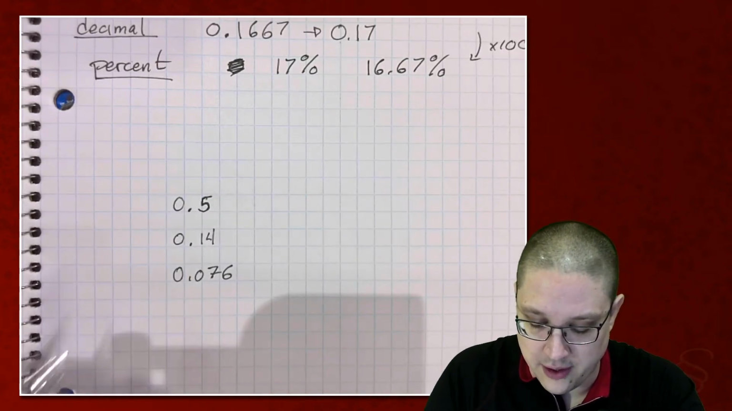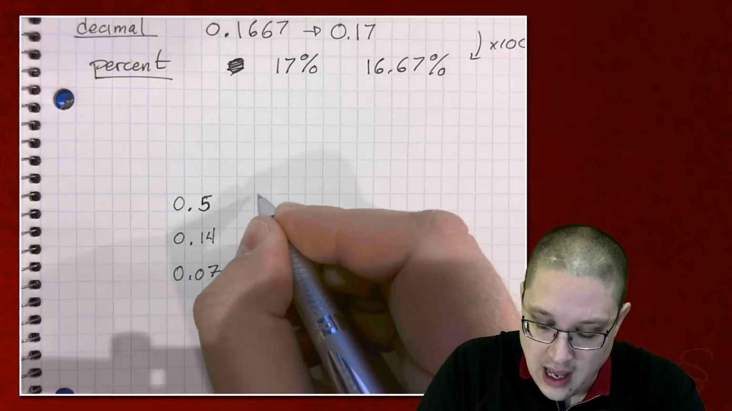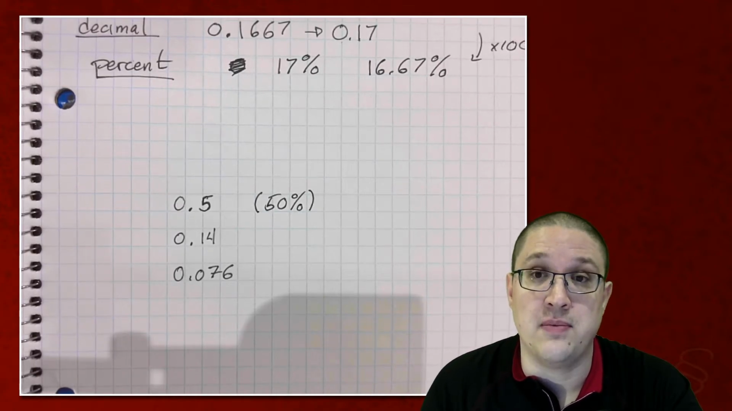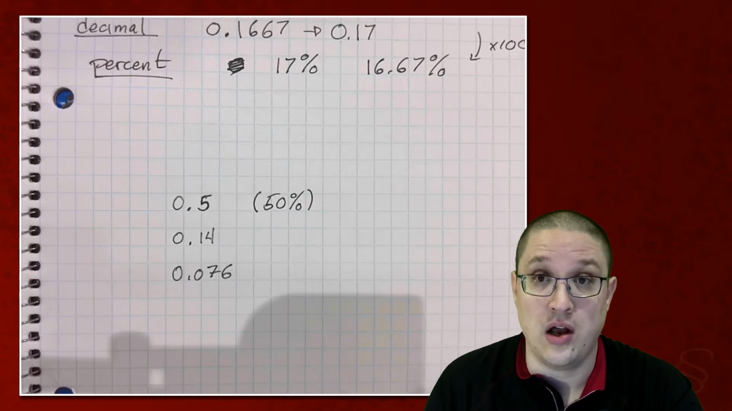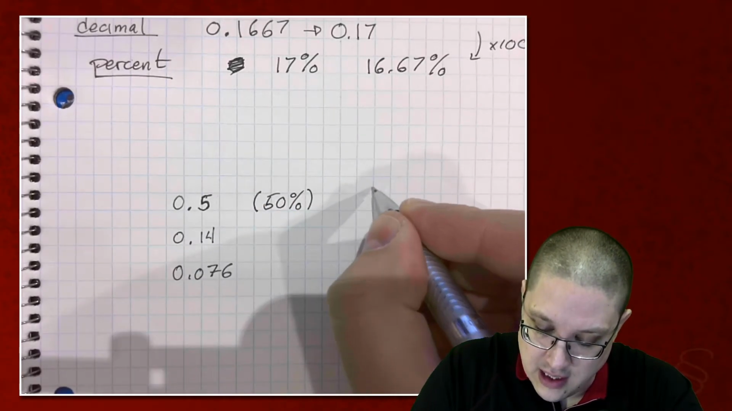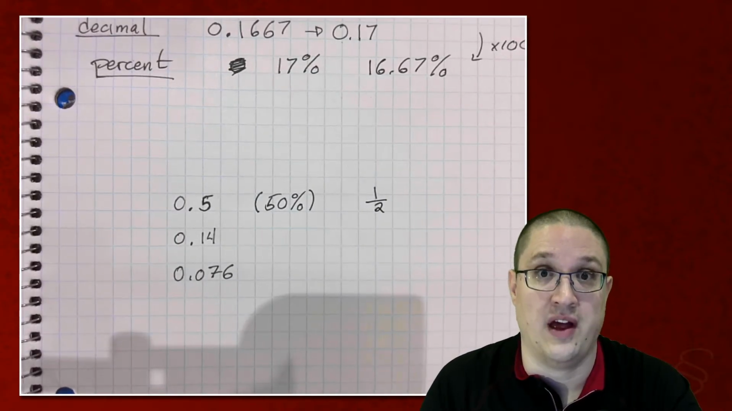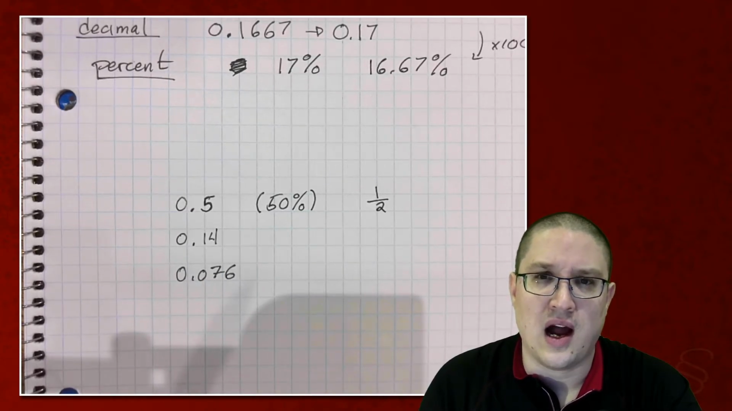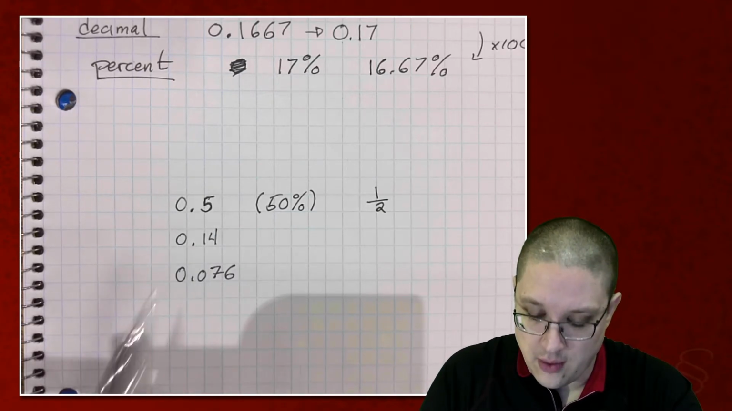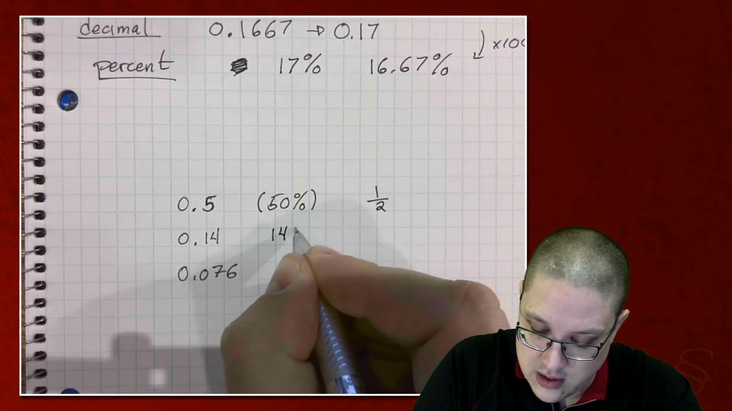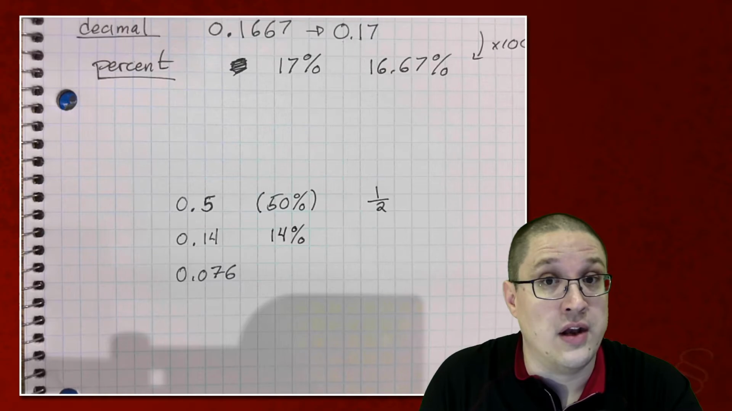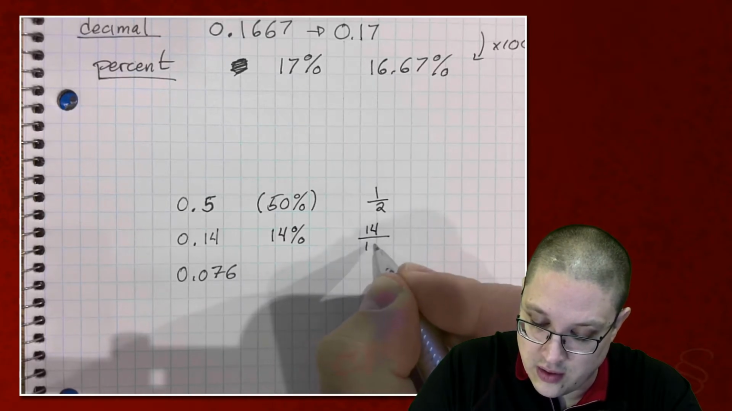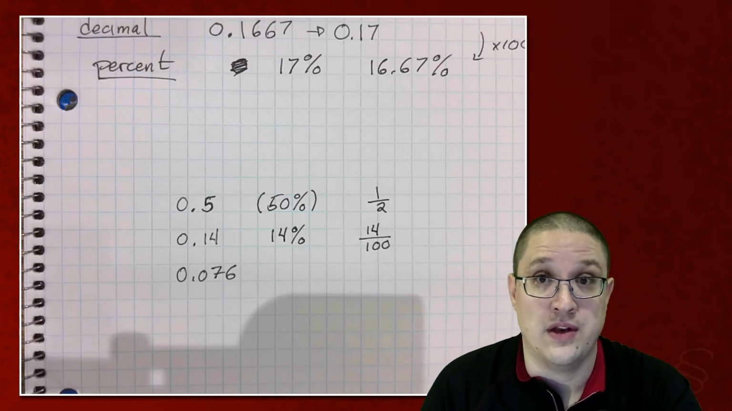I'm going to start with a really easy one here, 0.5. Now, I happen to know that 0.5 is 50%, and I happen to know that 50% is 1/2 of 100. So this is an easy one because I can actually just write that as 1/2. I already know that. If I don't know that, or if I have something like 0.14, I have something that's a little bit trickier to work out. Now, I could work out 0.14 is 14%. Great. I know that 14 out of 100 is 14%, so I could write that as 14 out of 100. That's a way to do that.